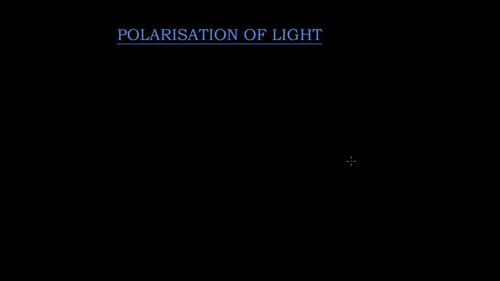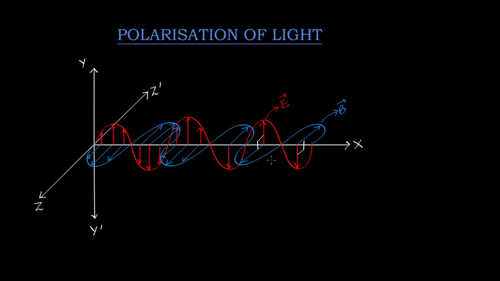Now, in order to understand polarization of light, we have to look at the nature of light wave first of all. We know that light wave is a transverse wave. Not only that it is a transverse wave, but it is an electromagnetic wave. So what is an electromagnetic wave? An electromagnetic wave is a wave that has electric field and magnetic field vibrations as shown in the figure here.